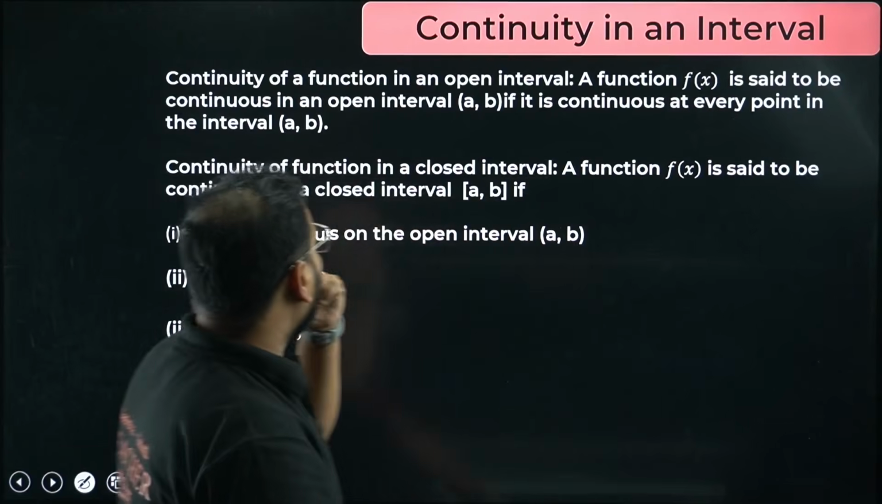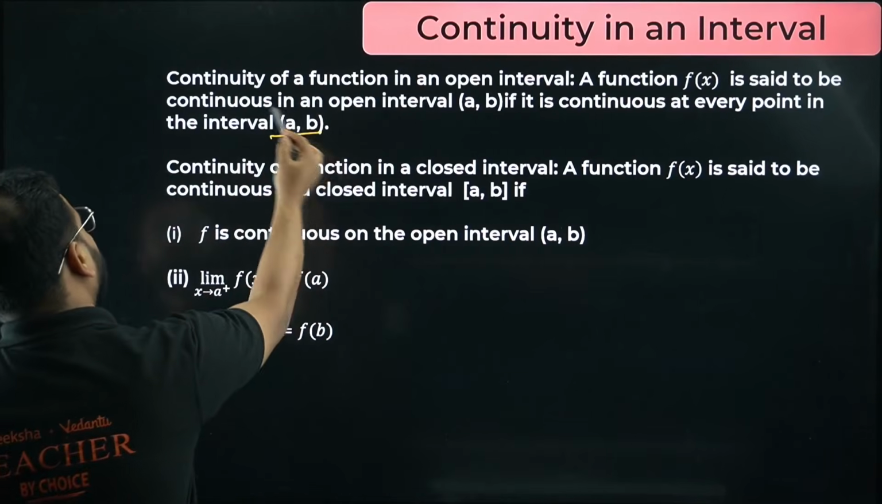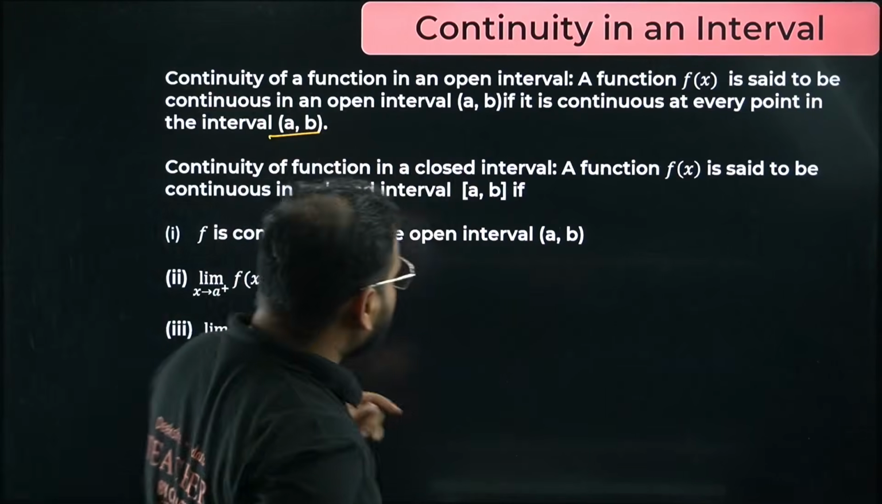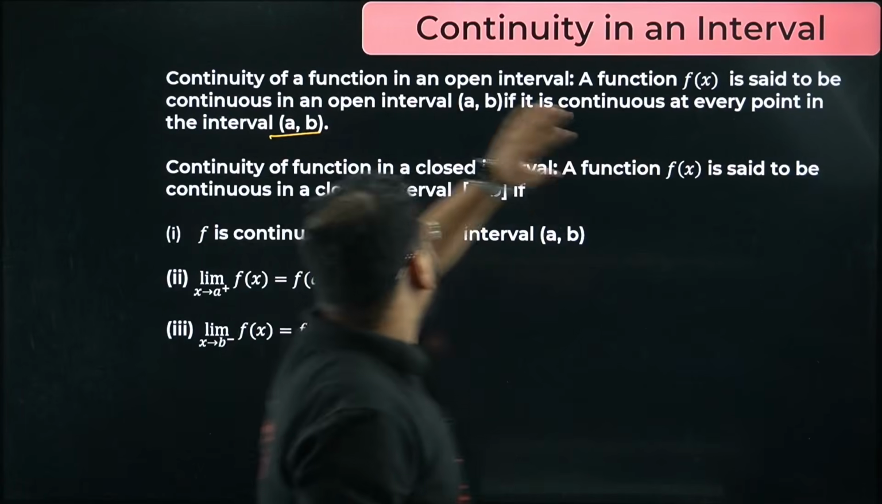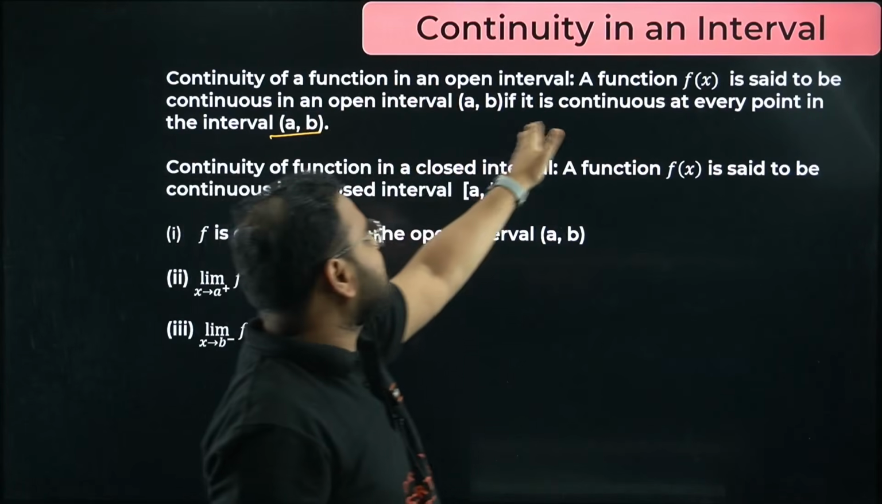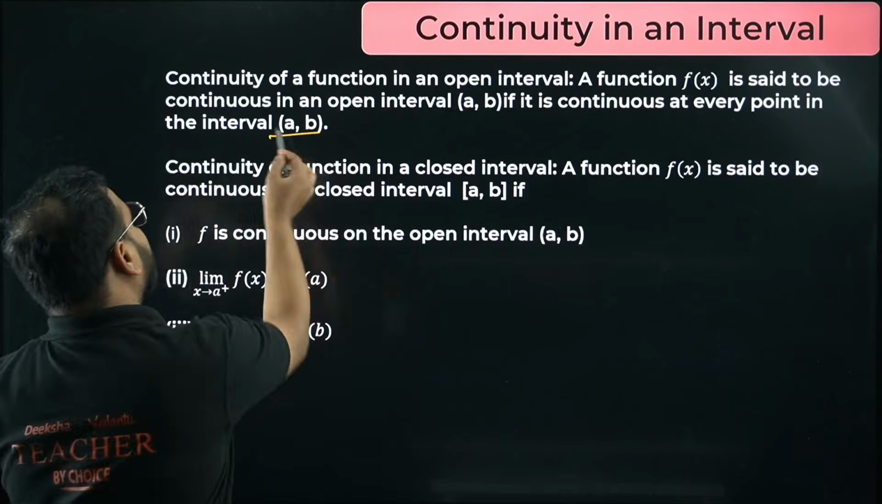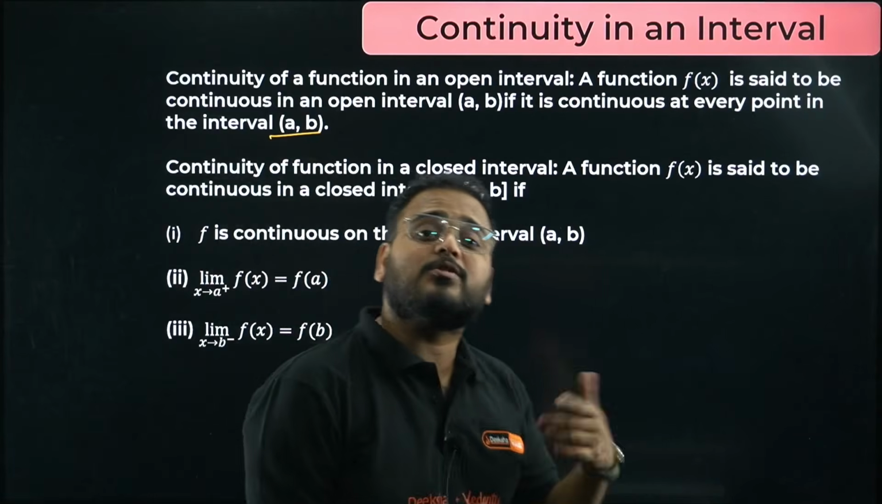I'll show you. Open interval, here. Continuity of a function in an open interval is defined like this. It is said to be continuous in an open interval if it is continuous at every point in the interval a comma b. What about continuity in a closed interval?